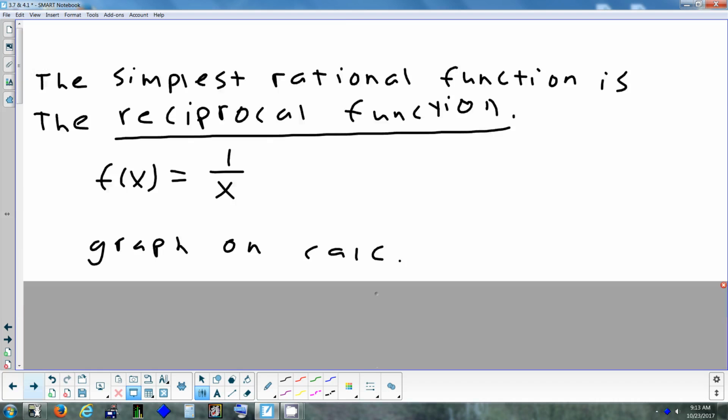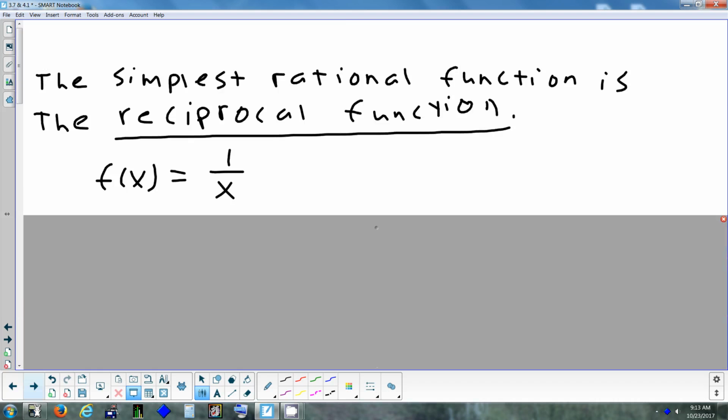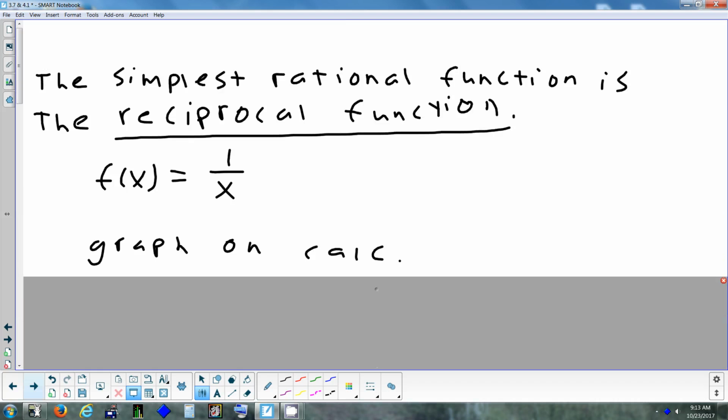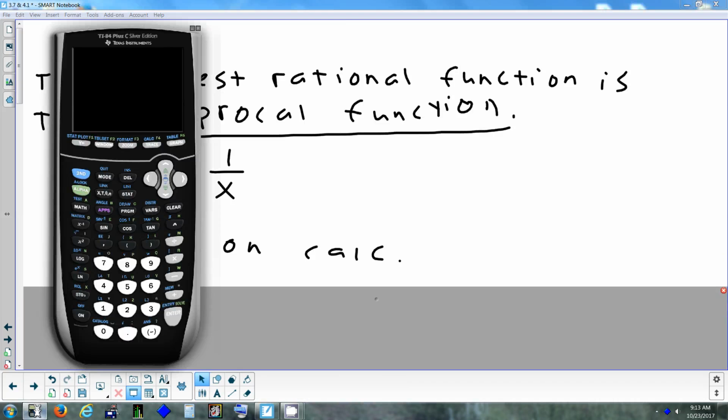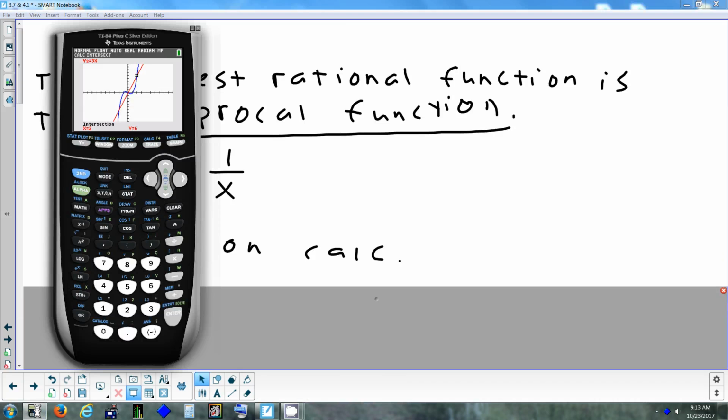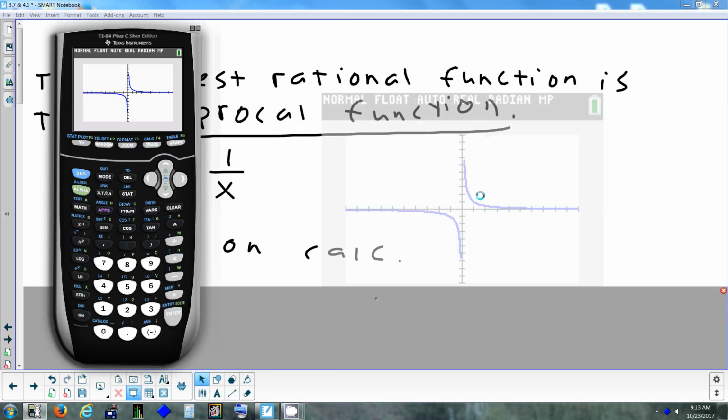All right. So the simplest rational function you can have is basically just the reciprocal function, 1 over x. 1 is a polynomial, just a constant polynomial. x is a polynomial. And now let's take a look at the graph. Right, let's graph 1 divided by x, and you can see what it looks like.